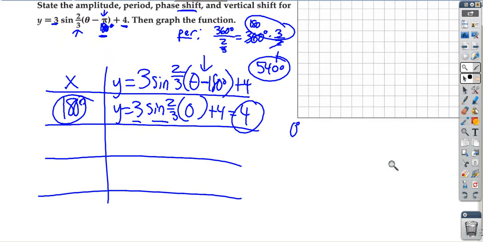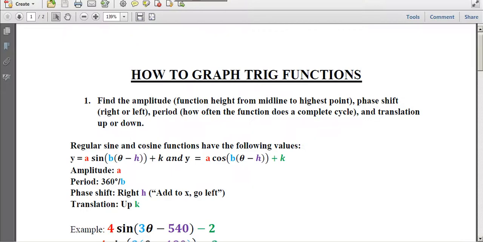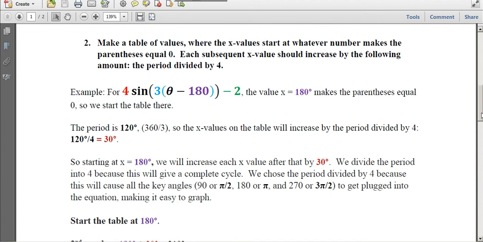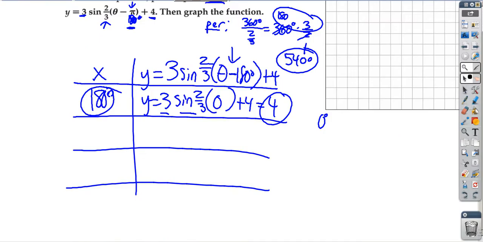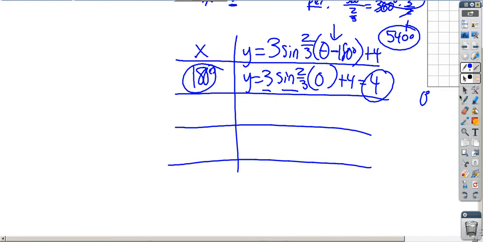Okay, next question. How do we fill in the rest of the table? Here's what this part says: each subsequent x value should increase by the period divided by 4. Why do you divide the period by 4? Here's why. And if you can understand this, I think the rest will make sense.